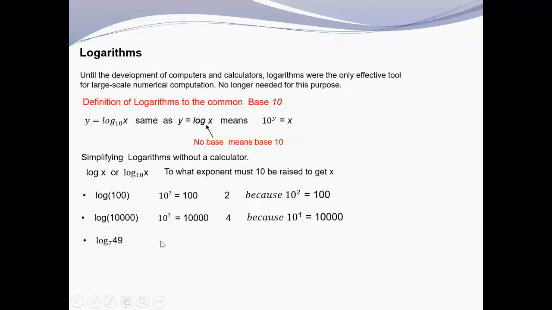Log base 7 of 49. This means 7 to what power will give me 49? The answer is 2. Log base 3 of 27. This means 3 to what power will give me 27? The answer is 3.